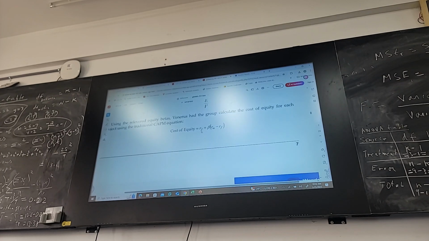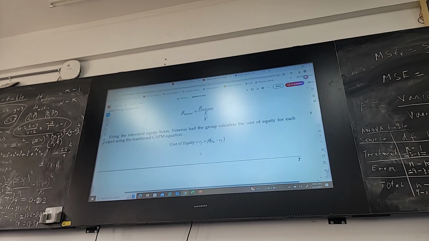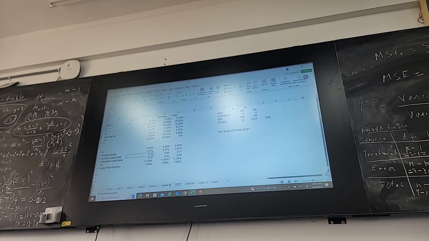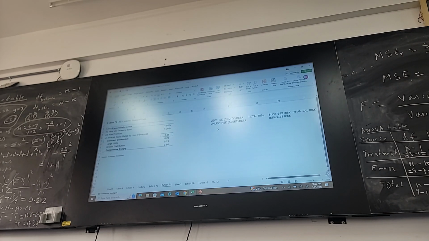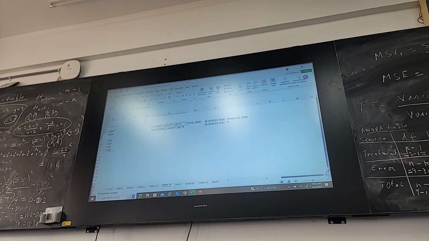So I'm applying this equation. I already know my risk-free rate. That was what? 4.5? The amount in brackets, RM minus RF, was 7%. So I need to find the beta. The beta I want is my levered beta that represents total risk. The way the problem is set up, they're only giving me the unlevered beta, which is the business risk.